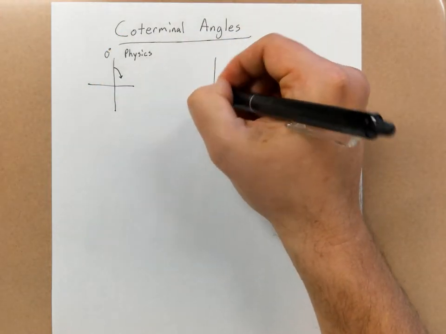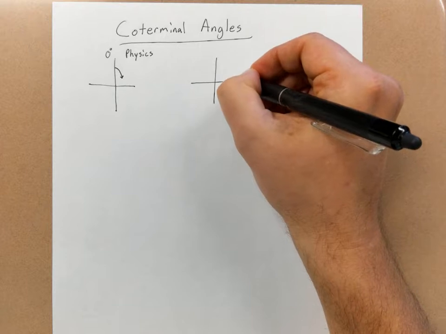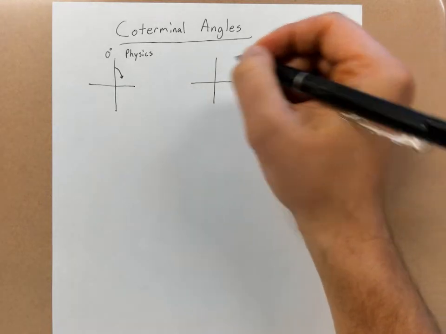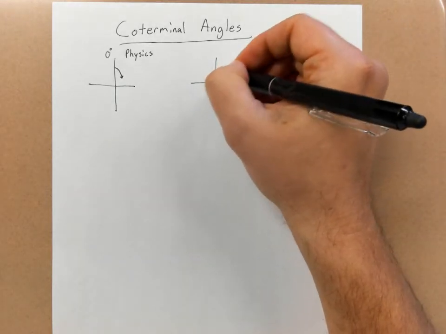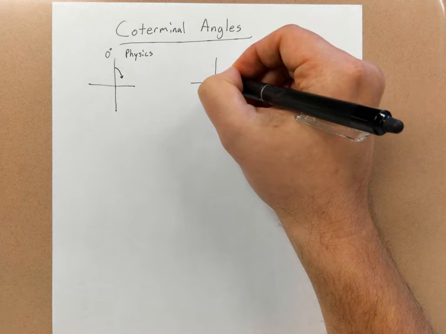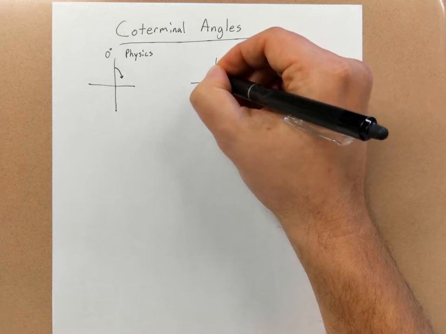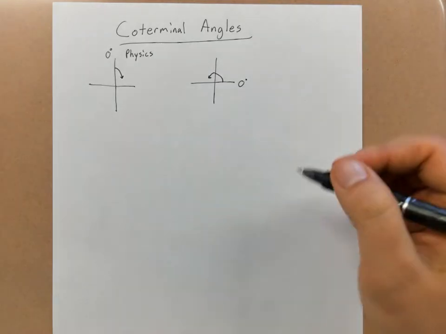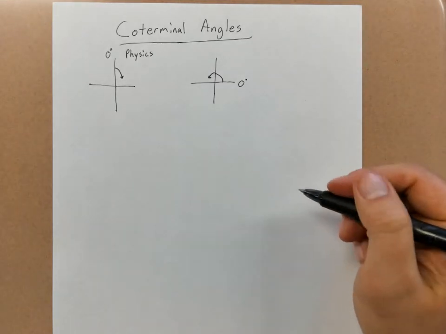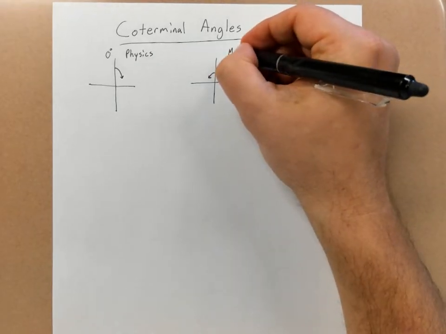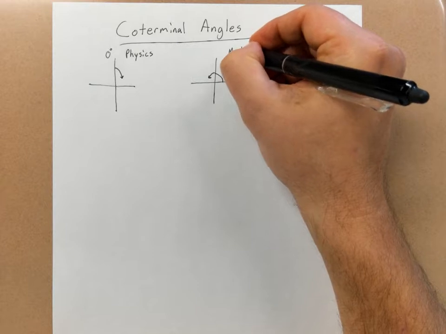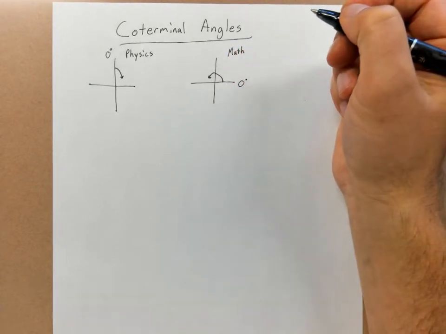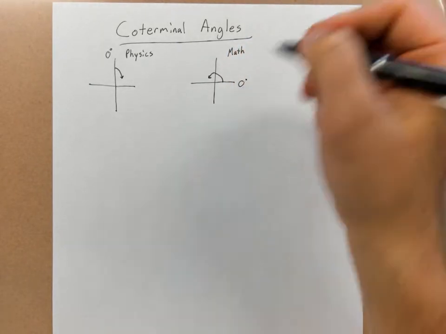If you're in math class, typically 0 degrees is going to start to the right. And then in math class, as your angle increases, you're going to go around counterclockwise. So please just keep that in mind if you're in two different classes, science class and math class. Just know that where your angle starts and the direction that you go in will matter for the different classes.